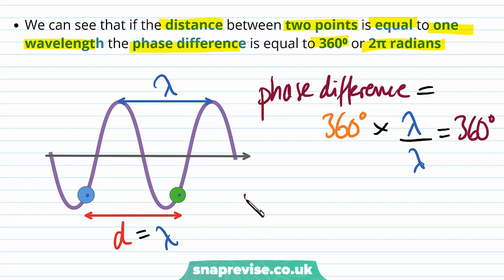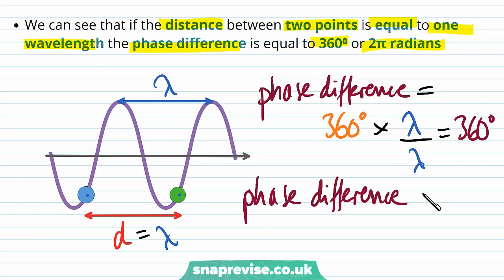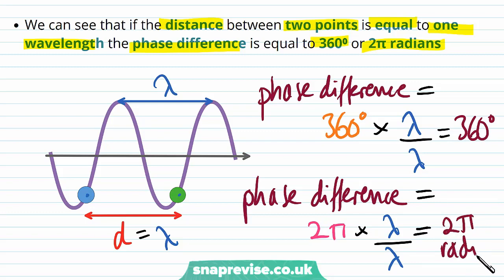So now let's find the phase difference in radians. The phase difference is going to be equal to 2 pi, again multiplied by lambda divided by lambda. And in this case, we're going to end up with a phase difference of 2 pi radians. So again, 2 pi radians means that one of the points is a whole cycle ahead of the other. And again, this is because they've got a distance between them equal to 1 wavelength.